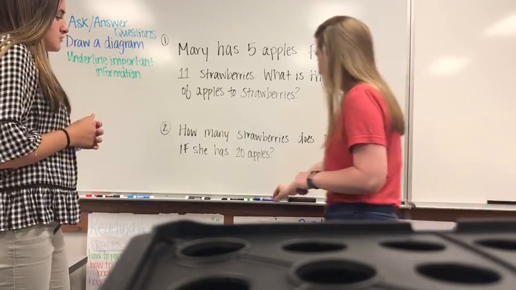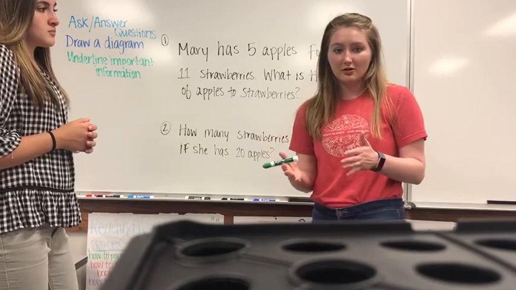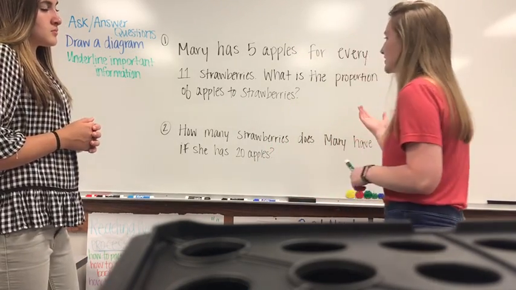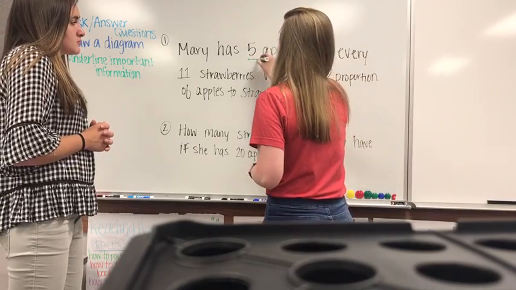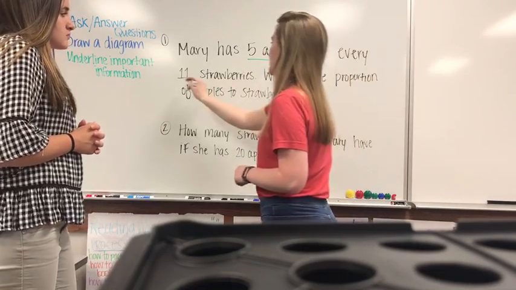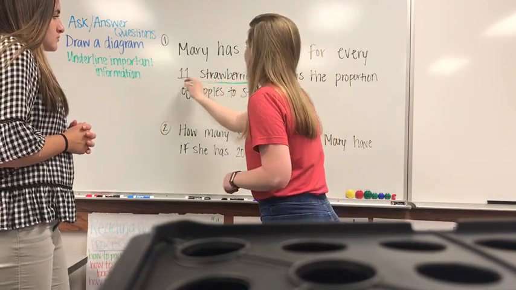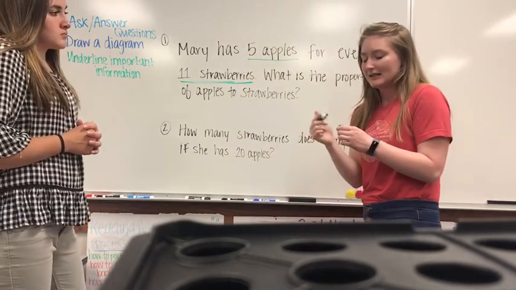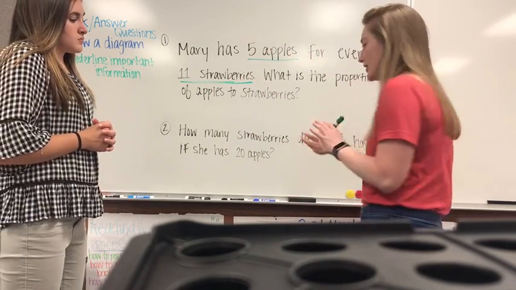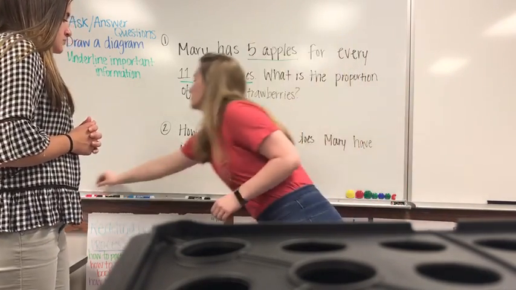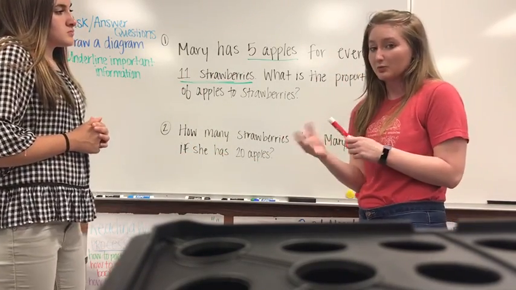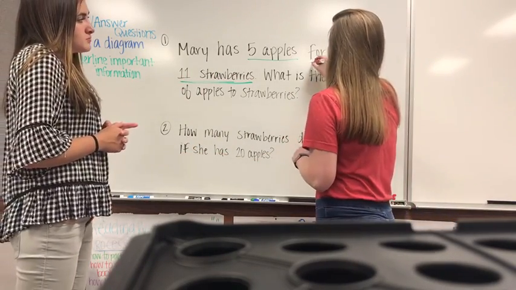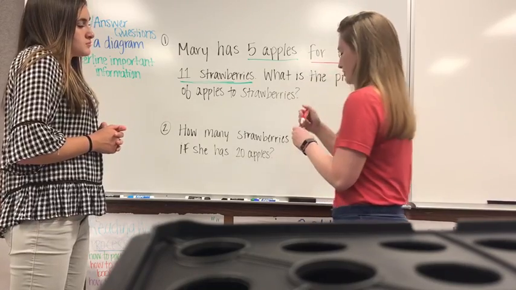So I'm going to show you guys how you should underline important information. The first thing that I see when I read this problem is that Mary has 5 apples and also 11 strawberries. Anytime I see something with numbers, I tend to think that's really important, so that's what I underline. Also, it says "for every." That's going to play an important part in our problem, so I'm going to go ahead and underline that too, but in a different color.